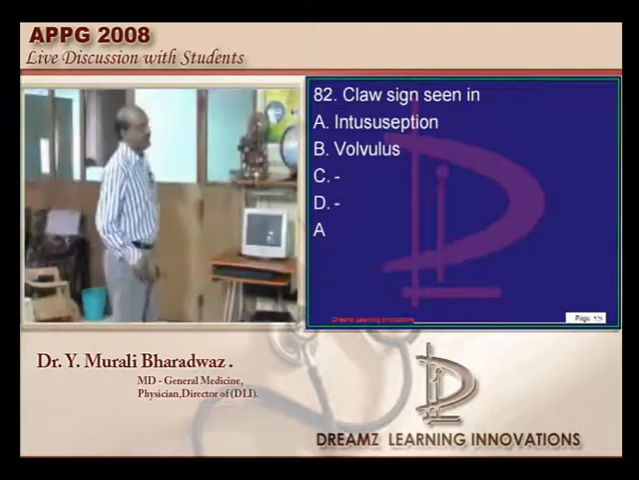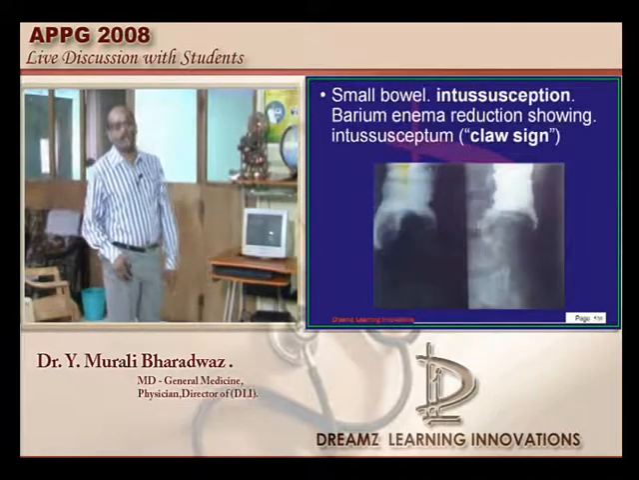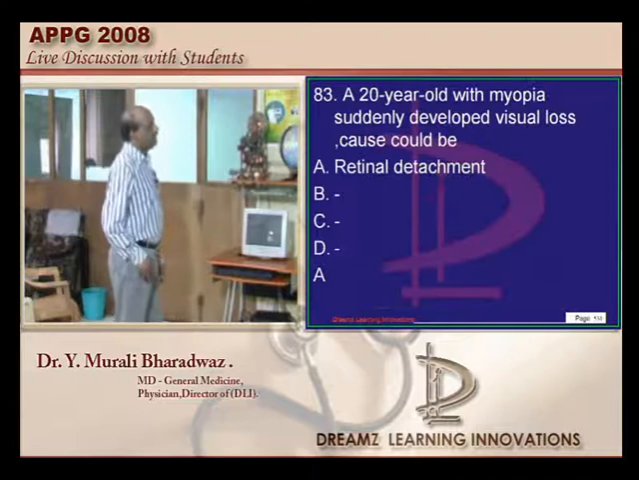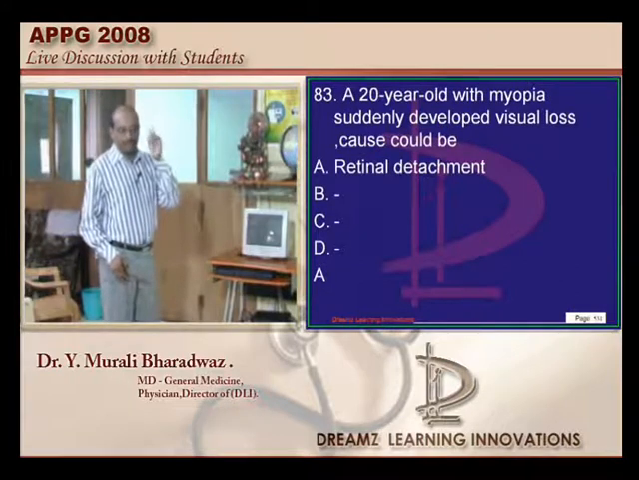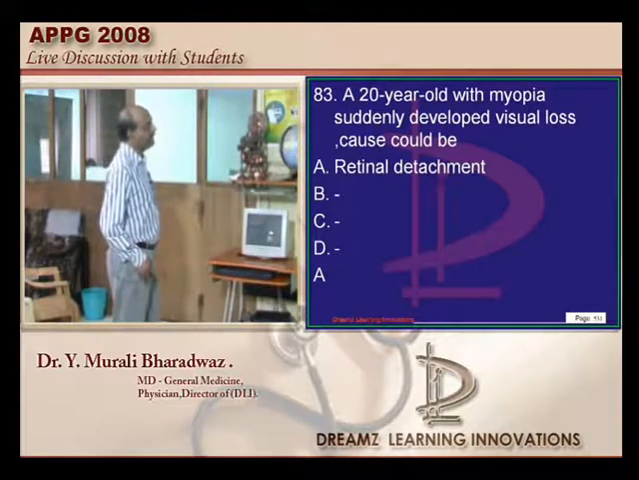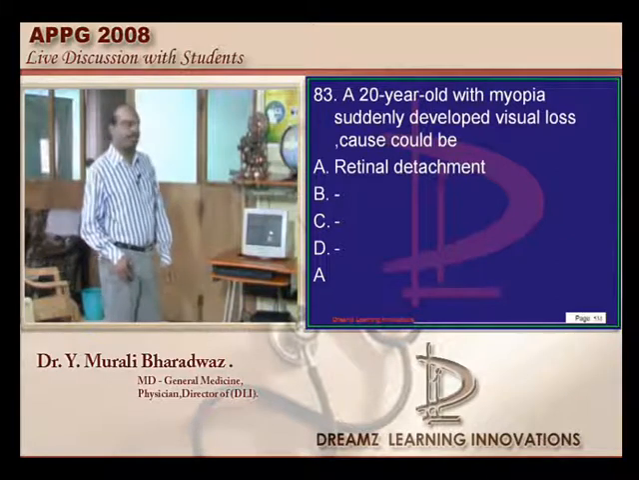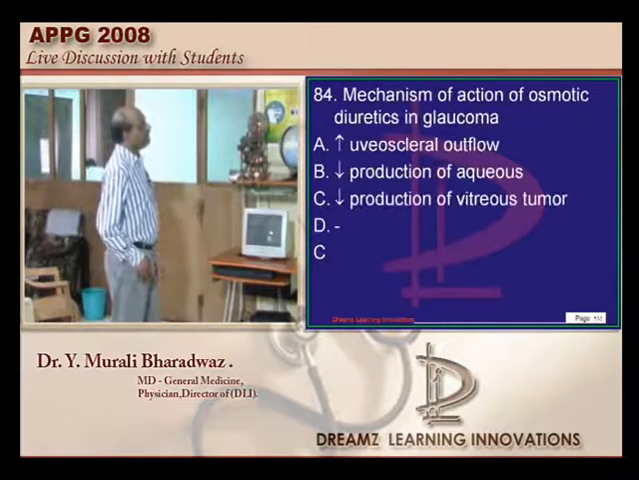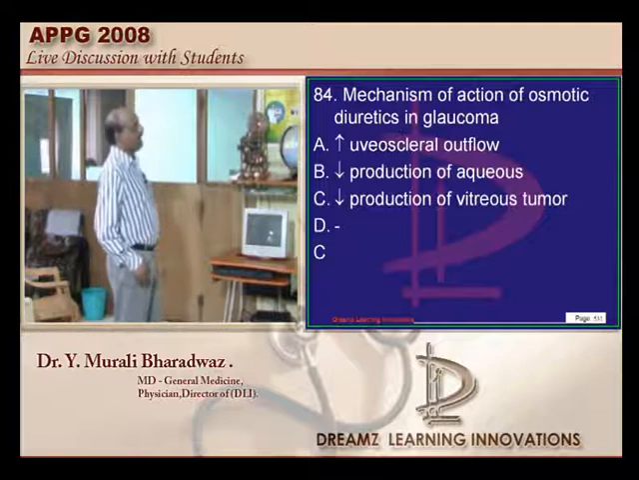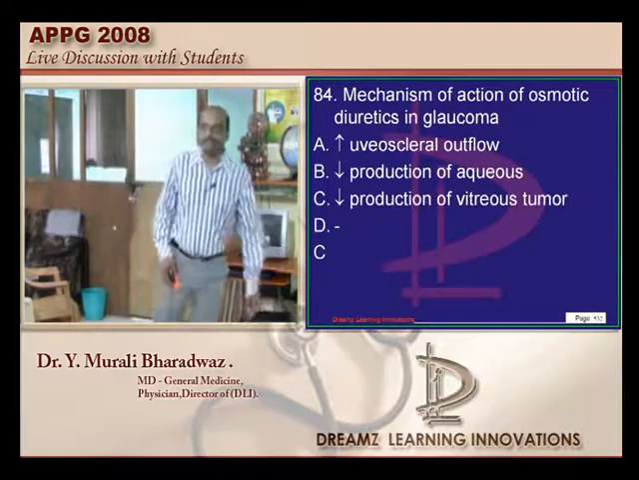Claw sign is a feature very much seen in the case of intussusception on the barium study. A 20-year-old myopia will have a retinal hole, which can lead to development of retinal detachment with sudden loss of vision. Now what is the mechanism of osmotic diuretics in glaucoma?